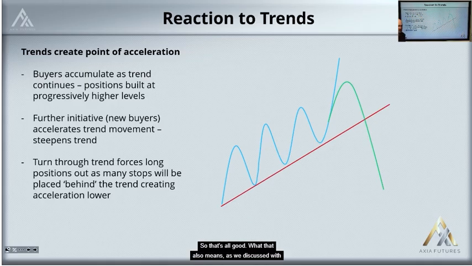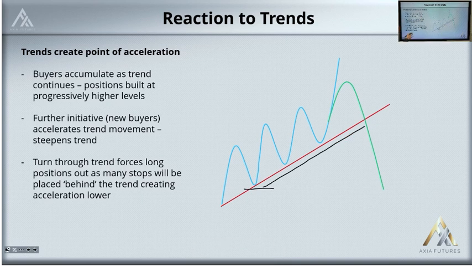What that also means, as we discussed with the idea of a level that is tested multiple times, is that stops accumulate behind the level. Same principle with a trend that is tested multiple times. If you have a stop below the trend here, as time goes by, your stop may well move up, and it's going to progressively build as the trend goes higher.